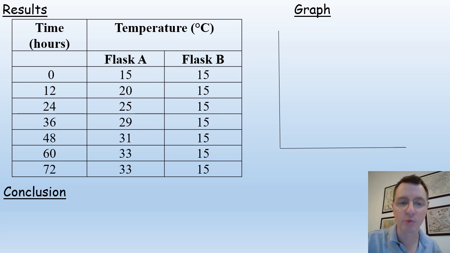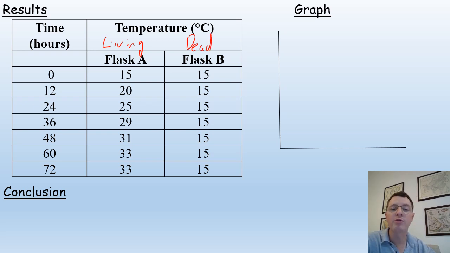So these are the results. In flask A, which remember had the living peas, the temperature, as you can see, went from 15 to 20, 25, 29, 31, 33, 33. And in flask B, which had the dead peas, the temperature every time was 15 degrees. How would we plot these on a graph?